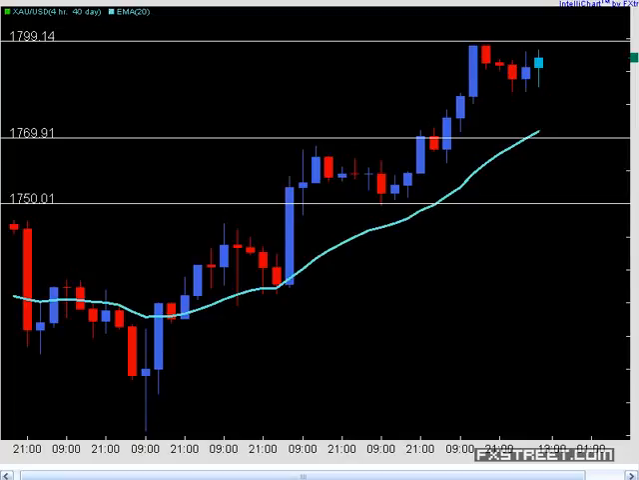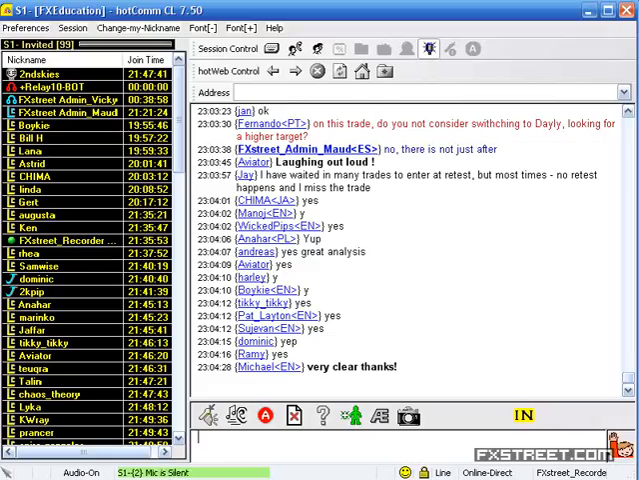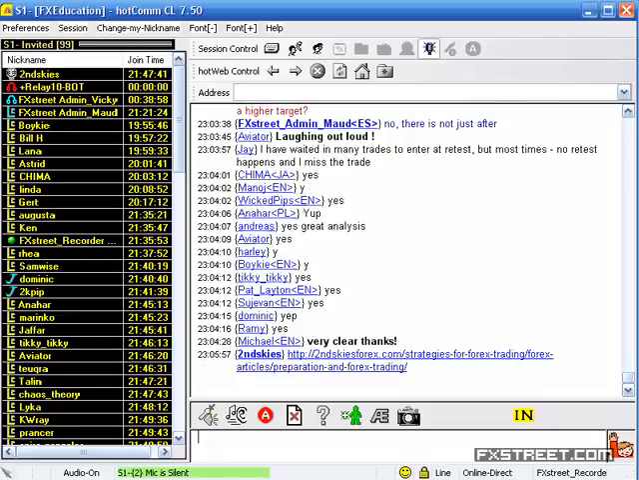Fernandez says, on this trade, do you not consider switching to daily, looking for a higher target? No. All my analysis, everything I did, was on the 4-hour, so I'm going to stick with that. That's where I got my trade trigger. That's where I got my signal, so I'm going to stick with that. I'm not going to look for anything else on any other time frame. So, hopefully I answered your question. Does that make sense, though, Jay? Yes, no? Maybe, I don't know, maybe Jay's gone.